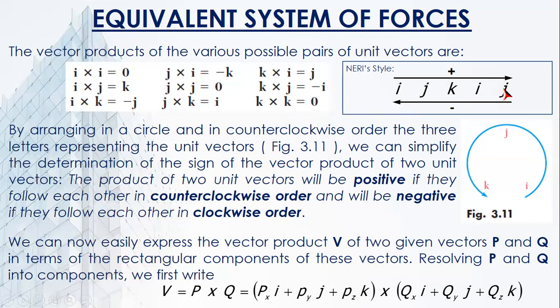JIK, to the left, negative. JKI, to the right, positive. That is my style, my sign convention. If you want the circular one, that's okay, no problem. If you want to memorize one, still okay. If you want to use my style, still okay. Use whichever is convenient for you. No problem.